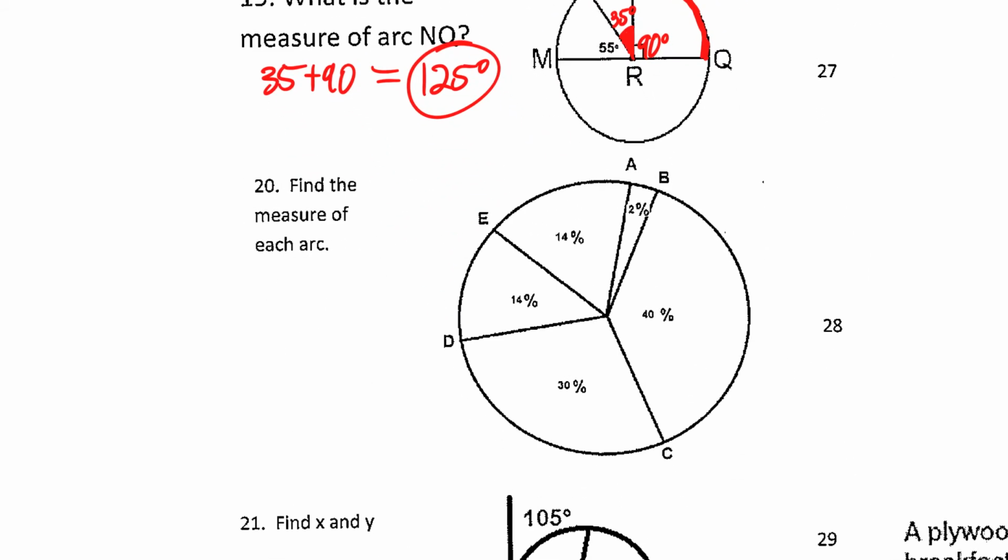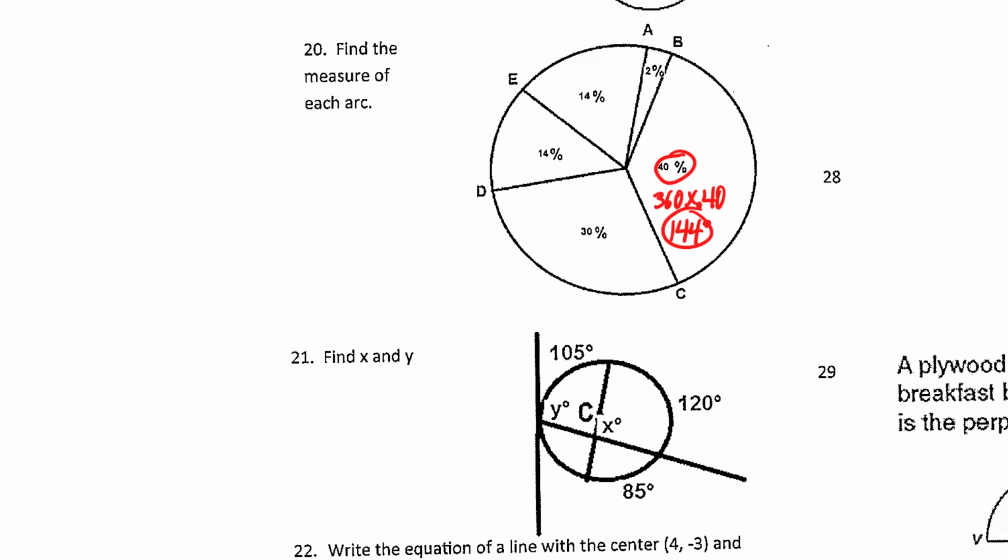Okay, on this one, I want to know the measurement of each one. We're not going to do all of them, just one of them, but this one right here is 40% of the circle. I want to know how many degrees that is. So it's 40% of the whole thing. How am I going to find the number of degrees there? 360 times 0.40, because I want to know what's 40% of 360. And if you multiply that, you get 144 degrees. And same process for the rest of those. I'm not going to go through that.